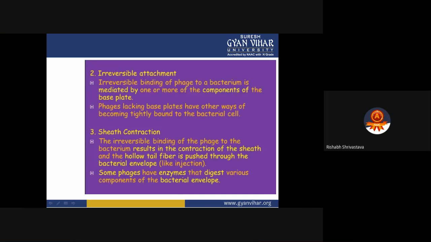Sheath contraction. The irreversible binding of the phage to the bacterium results in the contraction of the sheath, and the hollow tail fiber is pushed through the bacterial envelope just like an injection. Some phages have enzymes that digest various components of the bacterial envelope and help in causing that hole in an easy way.